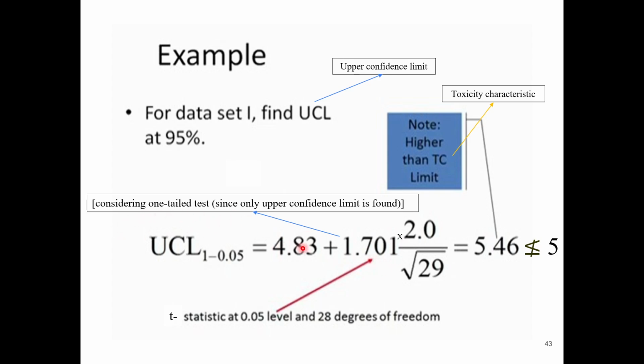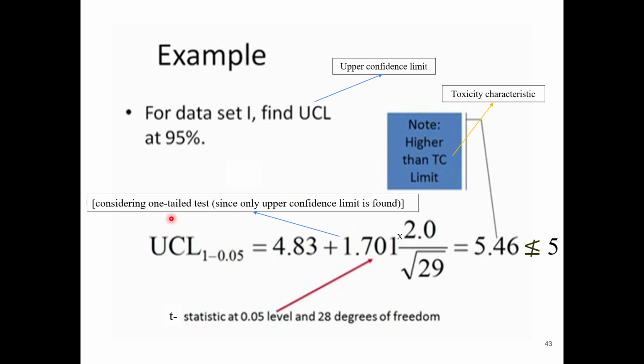Generally there are two types of tests in T statistic: one is a one tail test and one is a two tail test. For the one tail test, the value of T at 0.05 and 28 is 1.701, and we are considering a one tail test because we are talking about the upper confidence limit only. If we had talked about both upper and lower, it would have been a two tail test. Here the 5% is completely on the upper side.